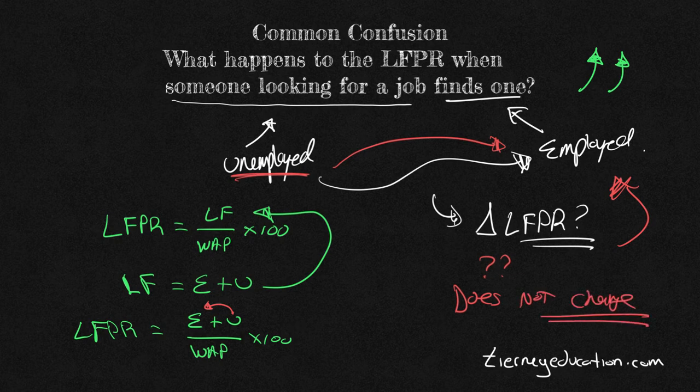The only way that we would see any sort of change in the labor force participation rate is if either the labor force as a whole or the working age population as a whole changes. In this situation, which is a pretty common situation that a professor will throw at you in an introductory macroeconomics class, we're just moving from unemployed to employed. So the labor force isn't changing, the working age population isn't changing, and therefore the labor force participation rate is not changing.